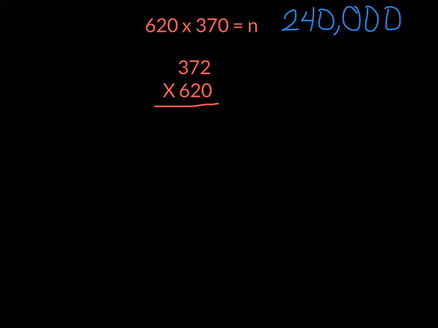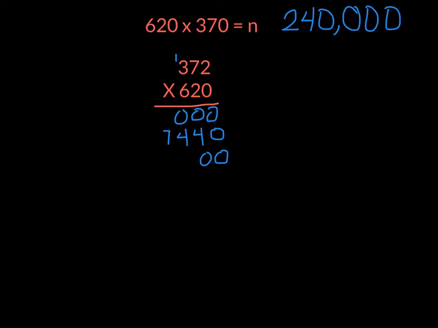I first start right here with the 0, and that would equal 0, 0, 0. I put down my placeholder 0. 2 times 2 is 4, 2 times 7 is 14, and 2 times 3 is 6, plus 1 equals 7. I need to put down 2 placeholders because now I'm multiplying by my hundreds spot here. So I need to have 2 zeros because that's the hundred spot. So now I have 6, and I'm multiplying by the 6.